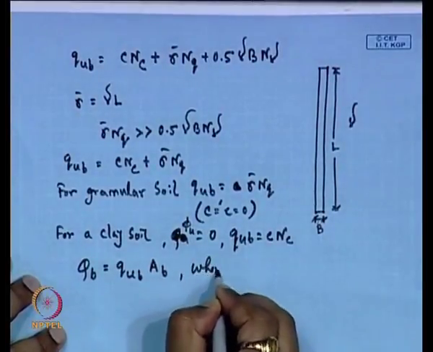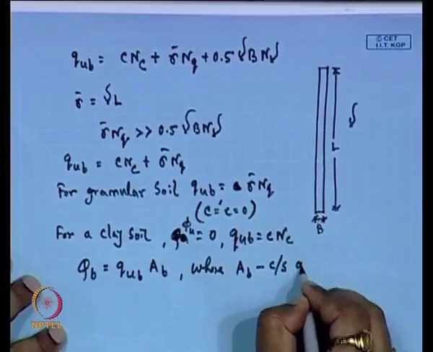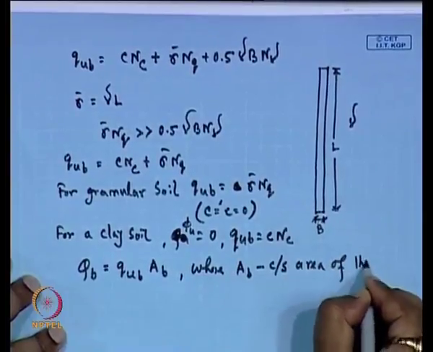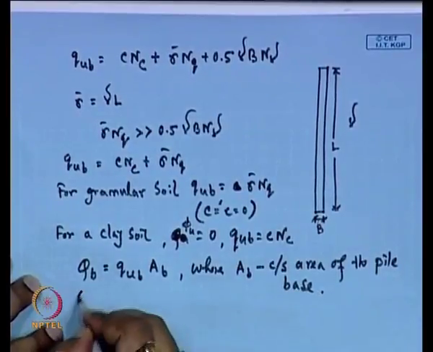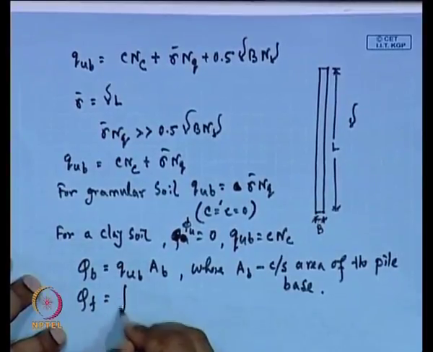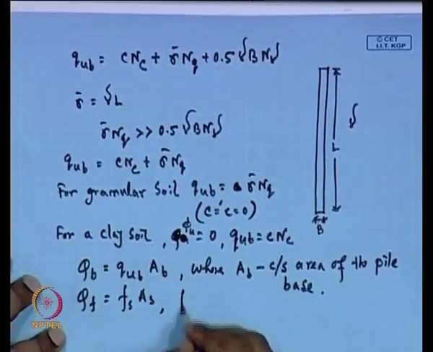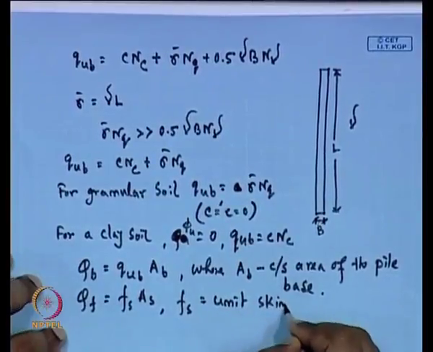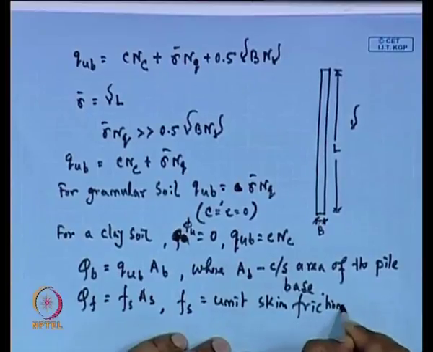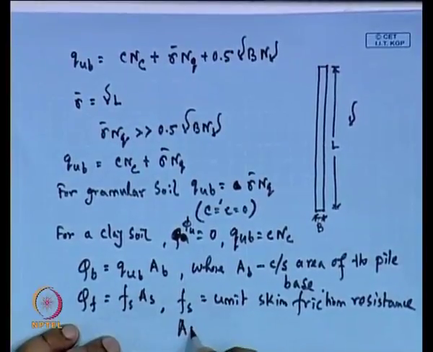where A B is the cross section area of the pile base. Similarly, Q F will be the frictional resistance F s into A s, where F s is equal to the unit skin friction resistance and A s is equal to the surface area.